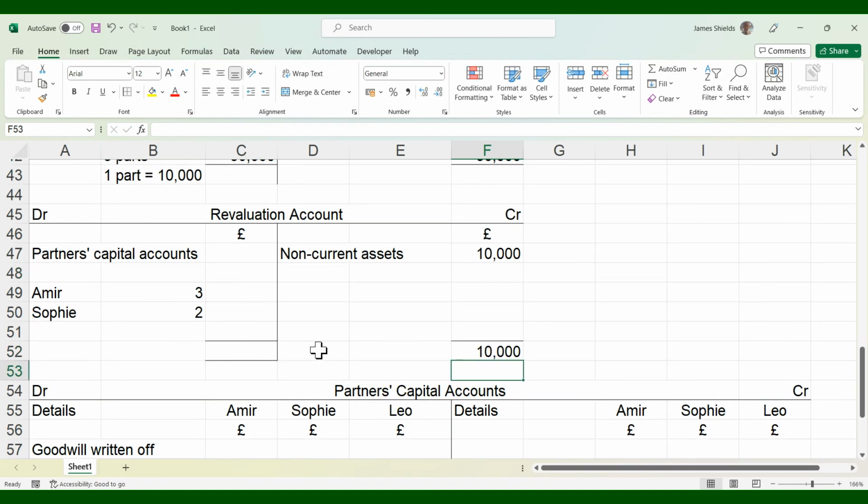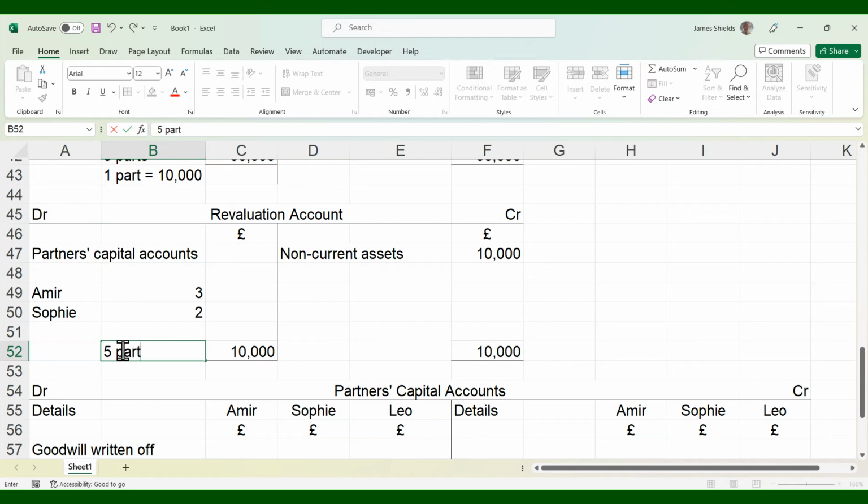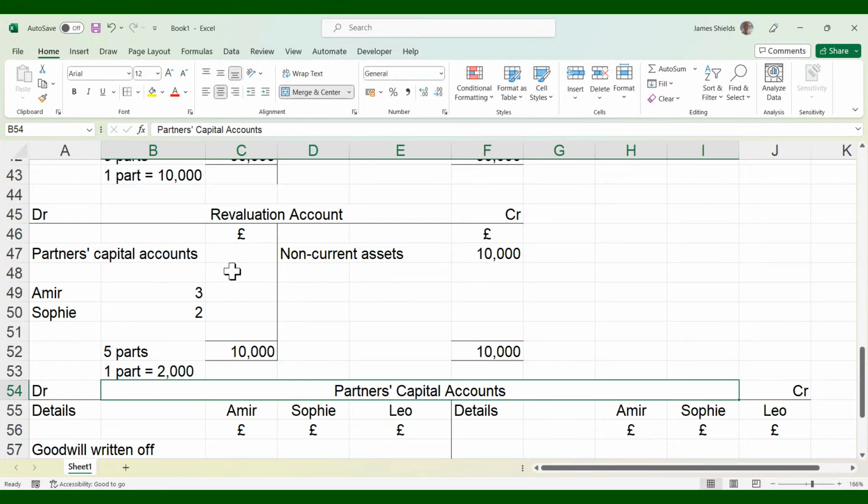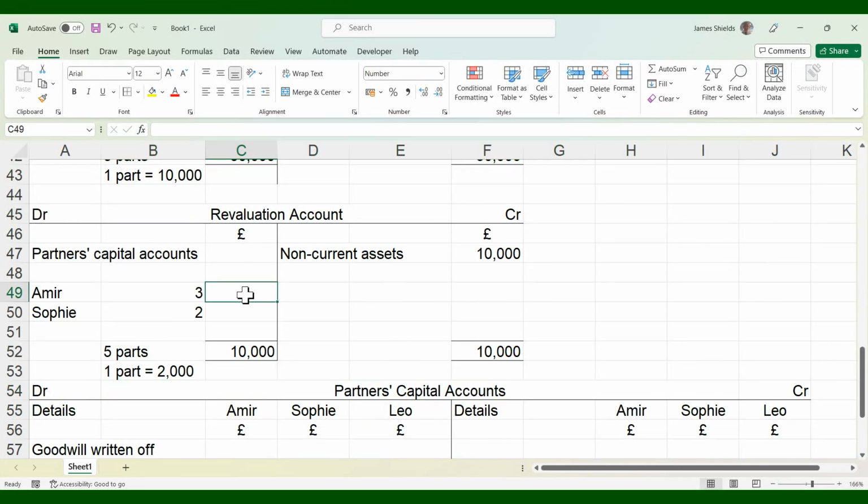And now we've got to allocate that to the original two partners. Mia has got 3 parts, Sophie's got 2 parts. So again, you've got 5 parts. The total is 10,000. So 1 part will be 10,000 divided by 5, which would equal 2,000. So Mia gets 3 parts, so that'll be 6,000. Sophie gets 2 parts, so that'll be 4,000.